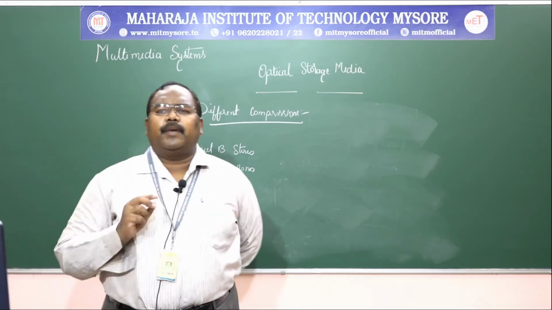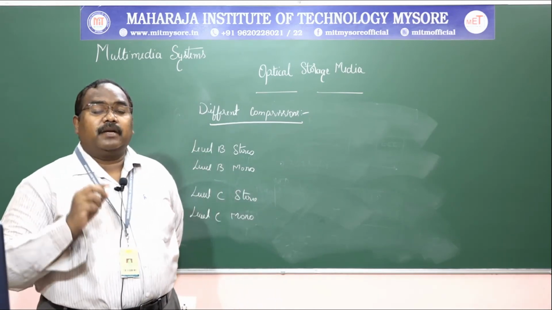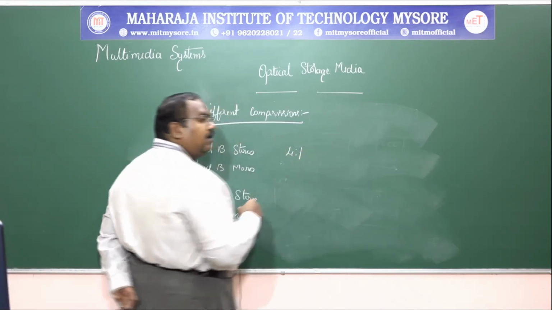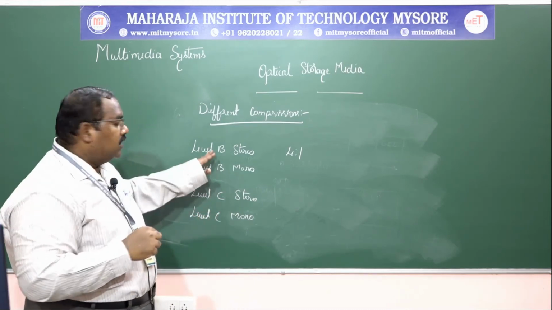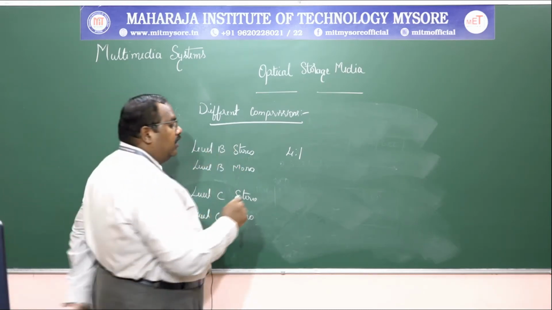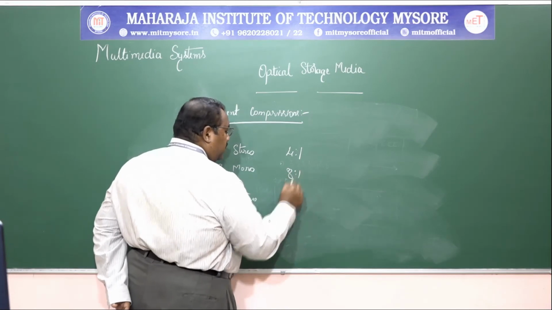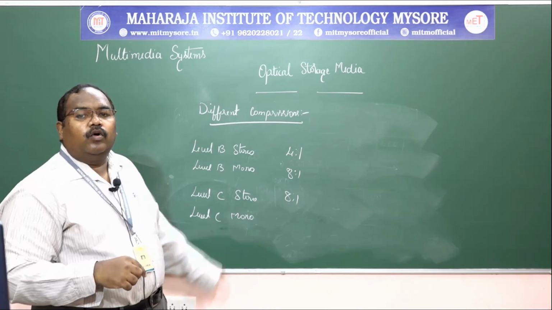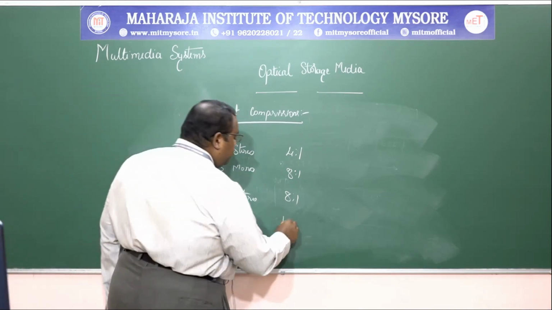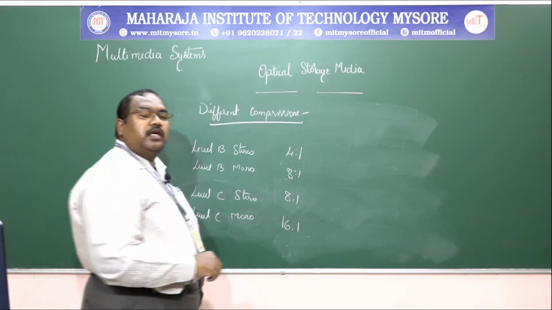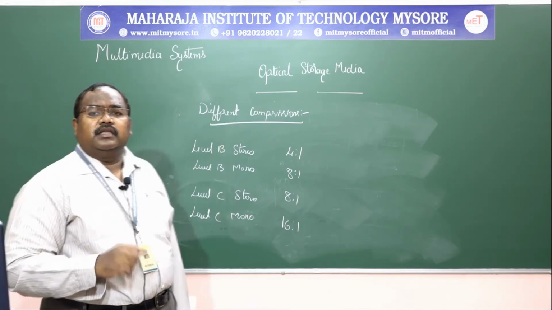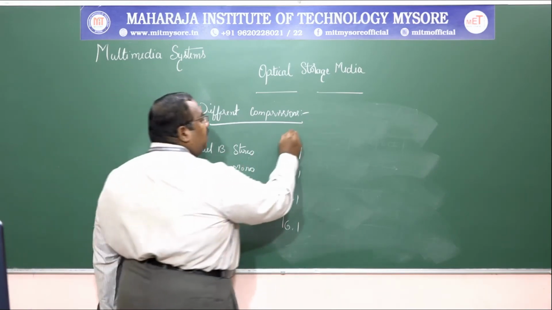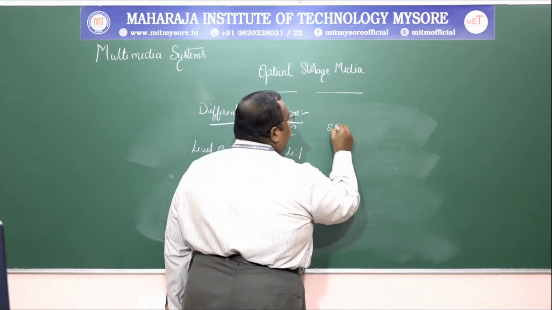When we talk about the compression rates, the compression factor, here we are able to achieve 4:1 compression with respect to level B stereo. Here we are able to achieve 8:1. Here also it is 8:1. Whereas in level C mono we are able to achieve 16:1 compression. Look at the compression. The next parameter we are looking into is the sampling frequency. Here it was compression. Here it is sampling frequency.